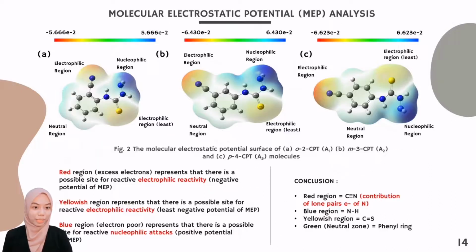For MEP analysis, based on the obtained results, the negative regions are mainly localized on the sulfur atom of the thiosemicarbazone group, indicating that there is a possible site for electrophilic reactivity. In contrast, the positive regions are localized on the hydrogen atom, showing the site for nucleophilic attack.